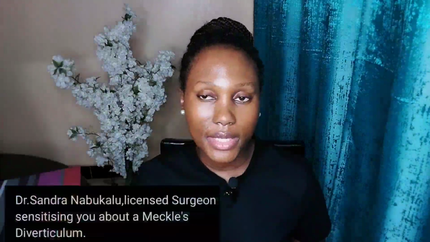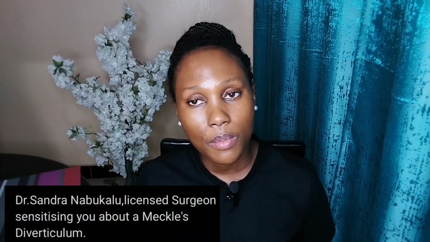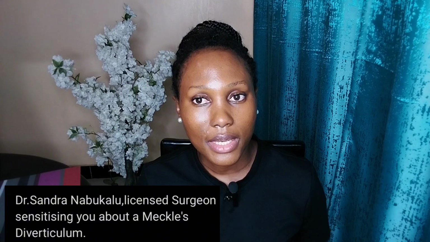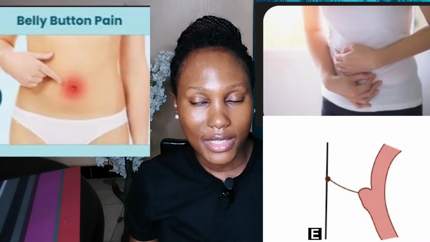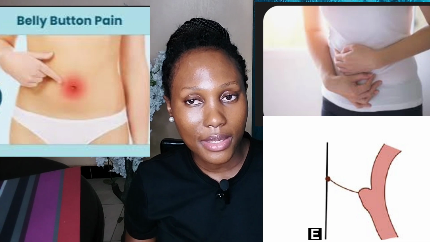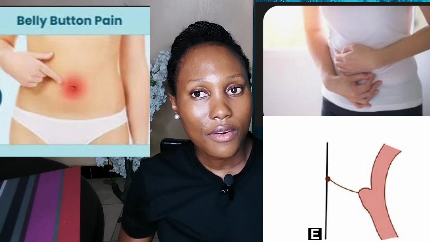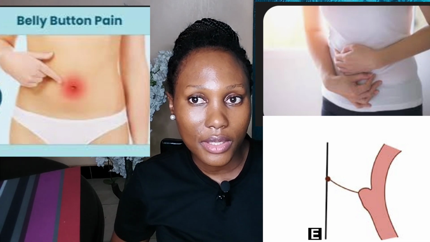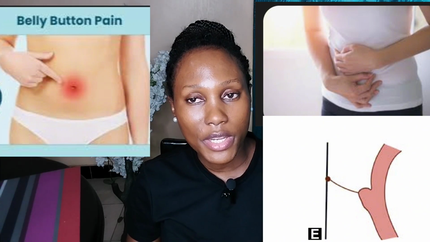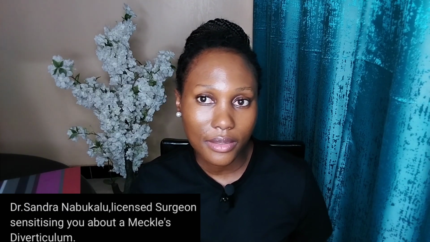So the take-home message is, please be on the lookout for the complications of Meckel's diverticulum, as these can be life-threatening. For example, look out for abdominal pain, especially pain emanating from the umbilical region. This can signify that the patient has a complication called diverticulitis. Please also look out for failure to pass stool, failure to pass flatus, abdominal distension, and vomiting, as this can signify that the patient has intestinal obstruction.